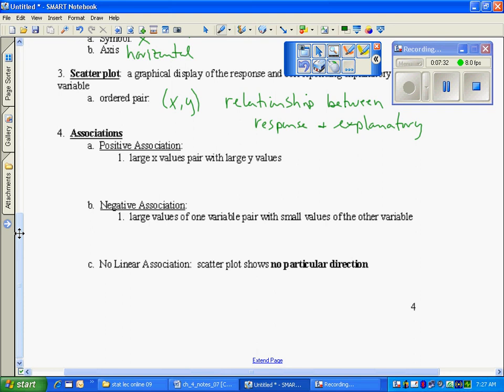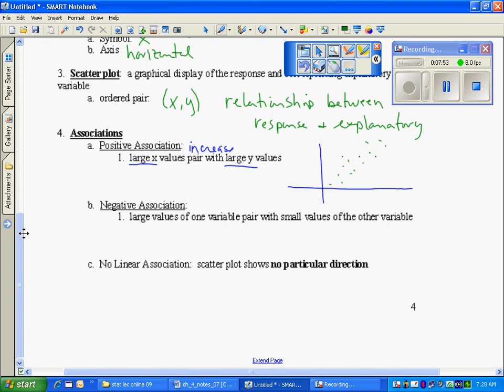So when we have these pictures, we like to look at how they are associated. How are the response and the explanatory associated? And we basically have three. We have a positive, which means that it is increasing. It's when I have large x's paired with large y's. So a picture of that would look like this. That's in a positive direction.